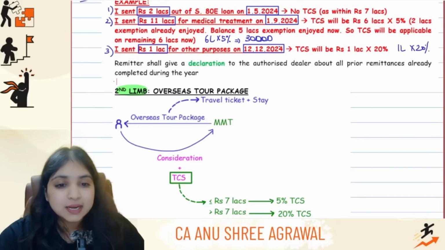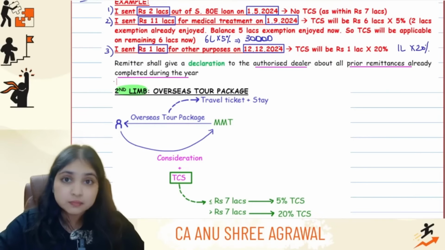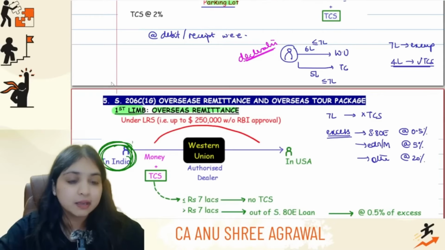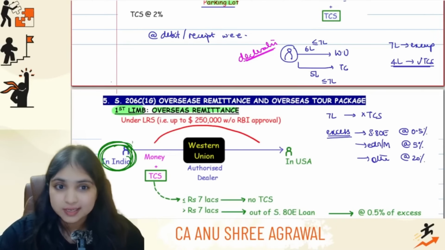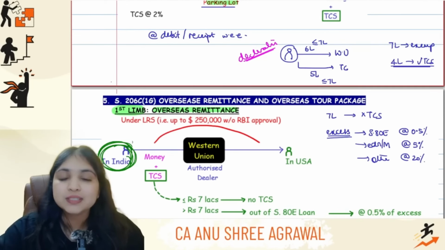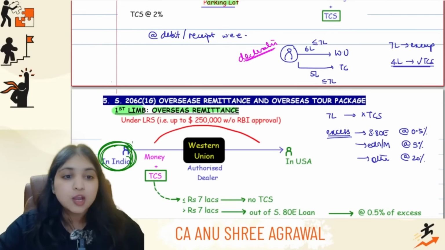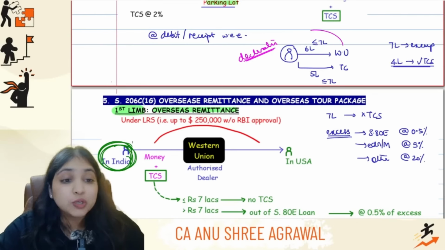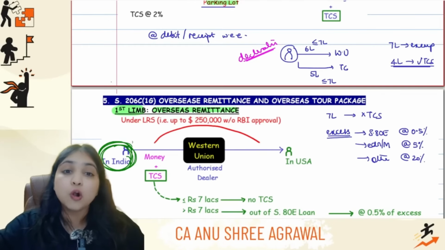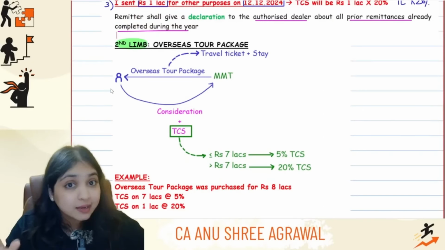The remitter will give a declaration to the authorized dealer about all prior remittances already completed during the year. Okay, so the 7 lakh limit is an aggregate limit in the entire year. So even if you're sending the money through multiple authorized dealers, still you can enjoy the 7 lakh exemption. Total put together you are sending 11 lakh rupees, which is more than 7 lakh rupees. So on the excess 4 lakh rupees, there will be TCS. But how will the authorized dealers know how much you have already remitted through other authorized dealers? For that purpose only you are supposed to give a declaration. When you are making a remittance, Western Union will ask you to give a declaration saying how much you have already remitted through other authorized dealers. So on that basis calculation will happen. Okay guys, so 7 lakh is the aggregate limit per annum.